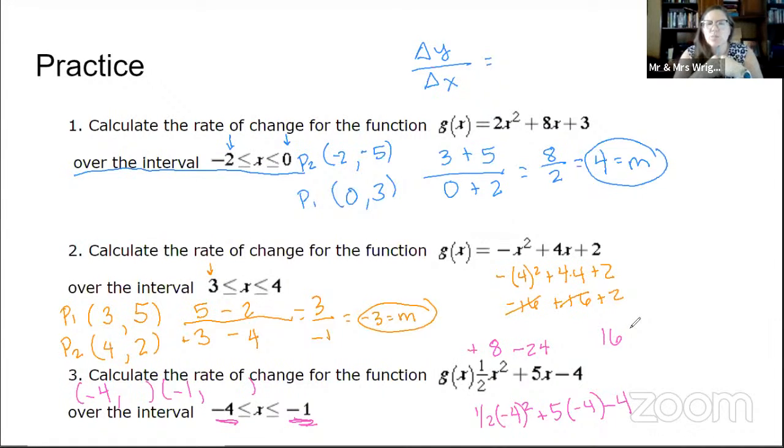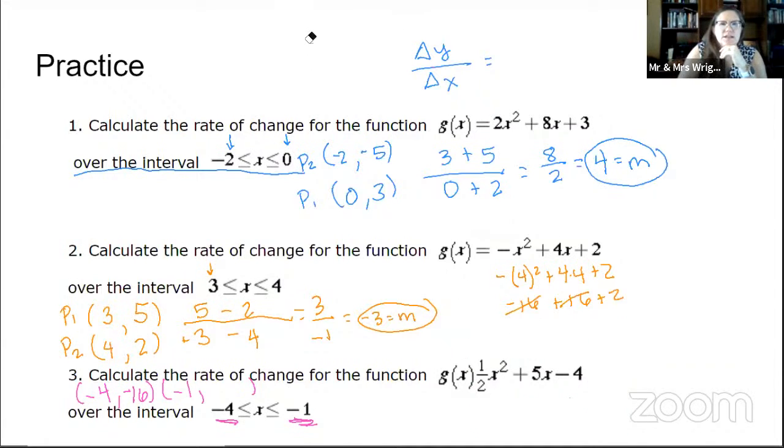And what is going to be the sign that goes before my 16? Well, the answer takes the sign of the larger number. And in this case, 24 has a larger value than 8 does. So my answer is going to be -16. All right. Now, let's look at the second x, my -1.